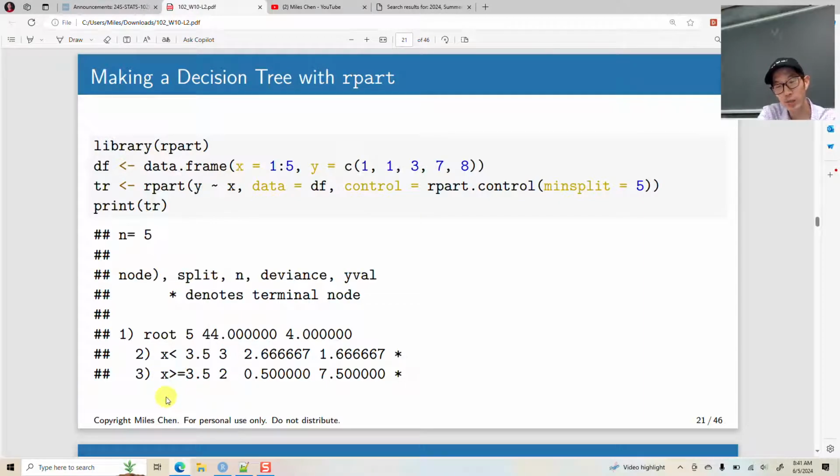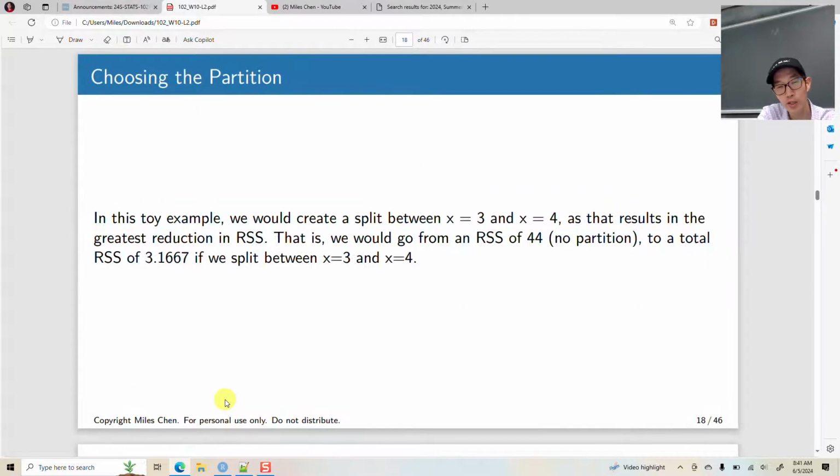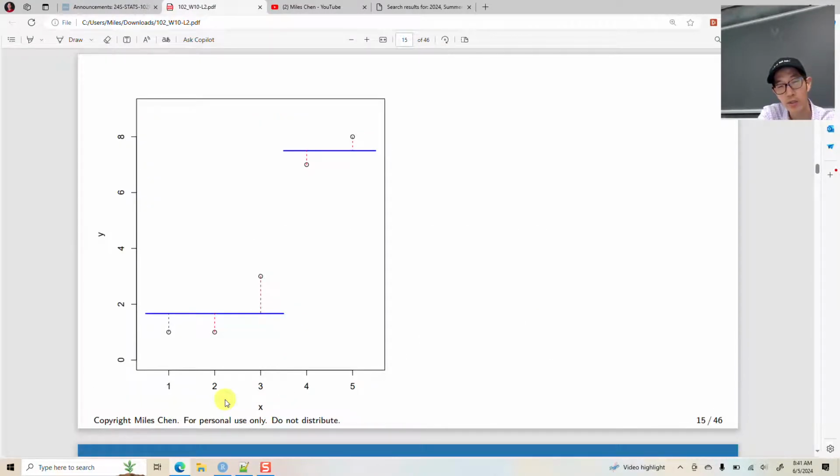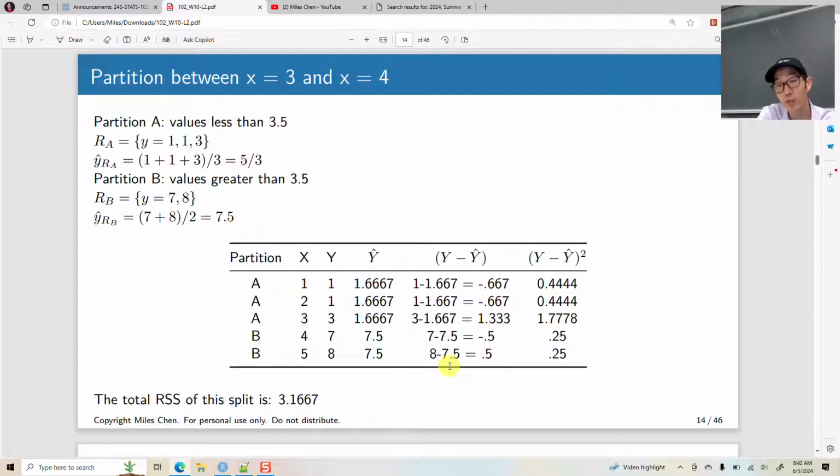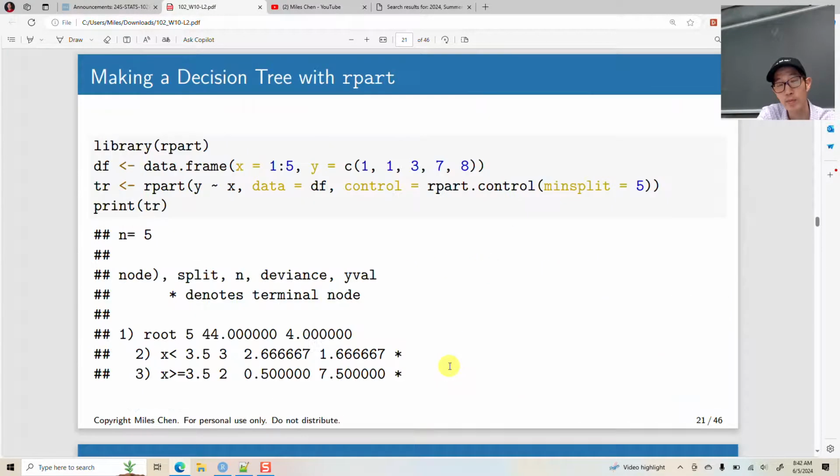So the way you read this is you have the root node, which has 5 observations, and then your split happens at x being less than 3.5 versus x being greater than 3.5. Okay, you have 3 observations where x is less than 3.5, 2 observations where x is greater than 3.5, which matches exactly with our diagram right here, and our table right here, on 14.